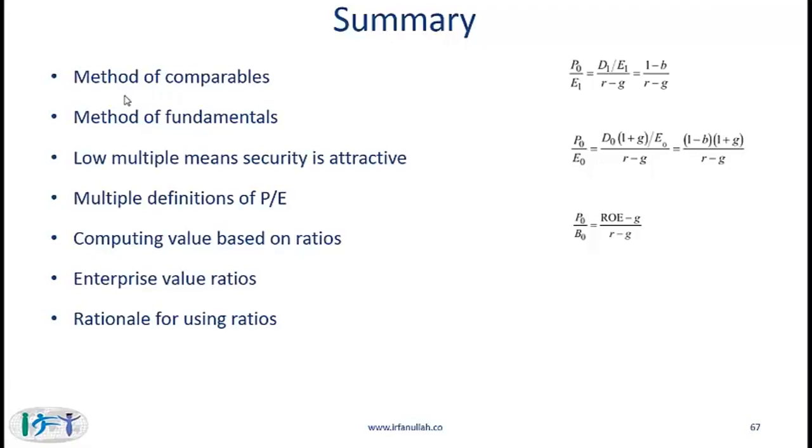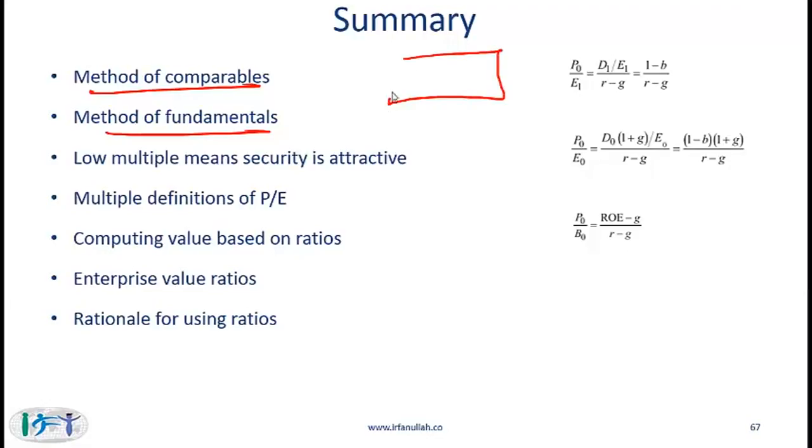You need to understand the distinction between the method of comparables and the method of fundamentals. With the method of comparables, we are basing our analysis on the law of one price, where we say that the PE ratio or any other ratio of a stock should be the same as the PE ratio for other similar companies. What do we mean by similar companies? It would typically be companies that are in the same industry with similar leverage and so on.